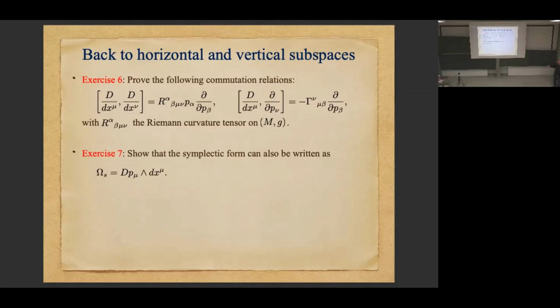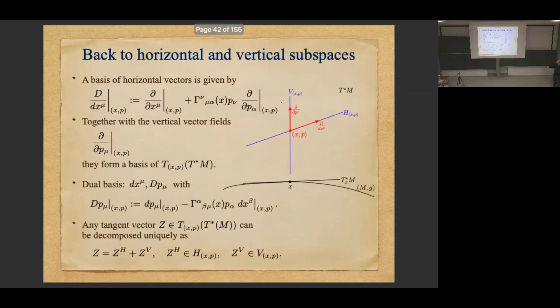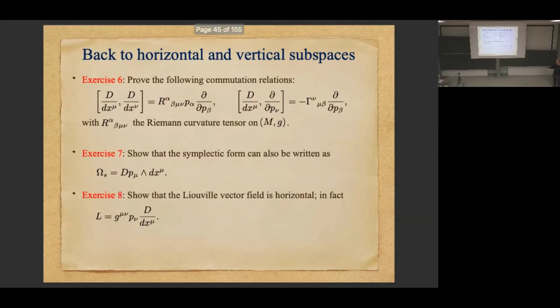Okay, and here's another exercise. You can show that in the symplectic form, the little d you can replace by capital D. That's easy to see because the difference between the two is just this Christoffel symbol term. And then if you use the fact that this Christoffel symbol is symmetric in beta mu, you see this immediately. And furthermore, you can show that the Liouville vector field you can write in more compact form like this. So that turns out to be a horizontal vector field.